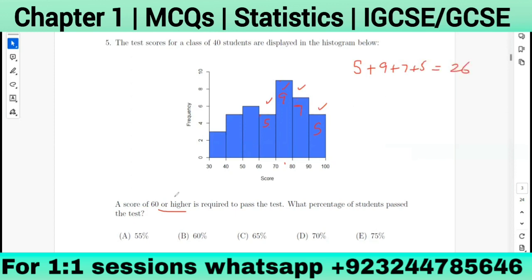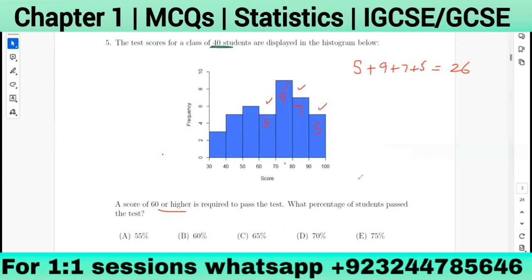And the total number of students, let's find that also. How many are there here? 40. Just add them and subtract. Oh, it's given, 40.